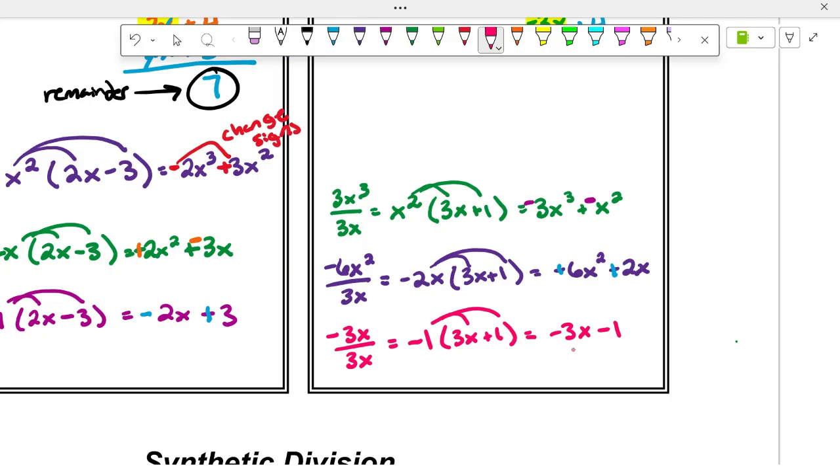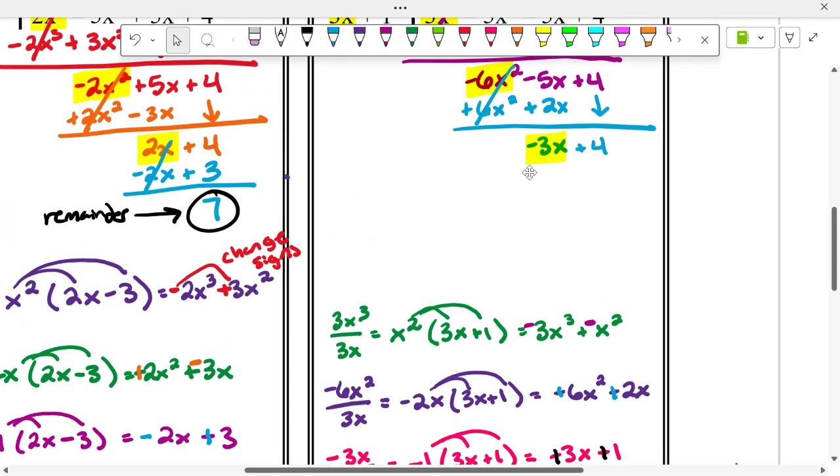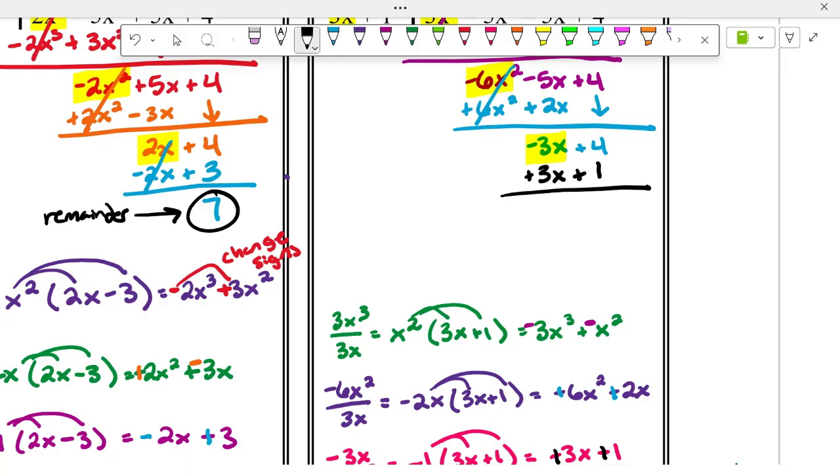So this is what I'm subtracting, but before I can, what do I have to do? Flip those signs. So this becomes a plus and a plus. So this becomes plus 3x plus 1. So that cancels, and then 4 plus 1, Abby? 5. So that will be my remainder.